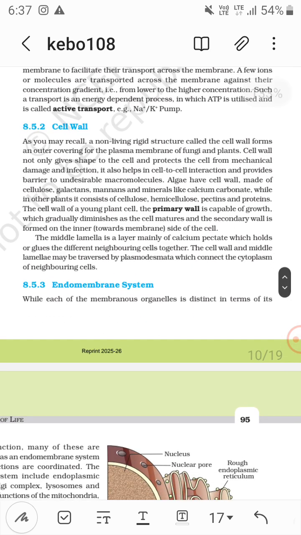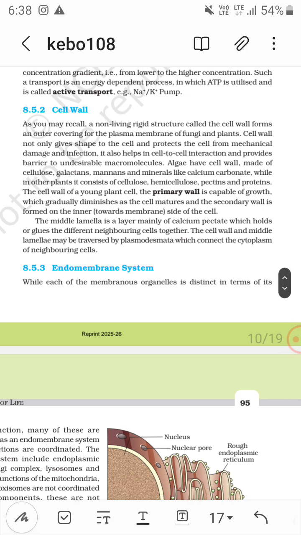Now the cell wall. Talking about the cell wall, it is a non-living rigid structure. It is present in fungi, where it is chitin, and in plants, where it is cellulose. The cell wall not only gives shape to the cell and protects it from mechanical damage and infection, but also helps in cell to cell interaction and provides a barrier to undesirable macromolecules. The cell wall is completely permeable. The algae cell wall has cellulose, galactans, mannans, and minerals like calcium carbonate, and in plants it has cellulose, hemicellulose, pectins, and proteins.